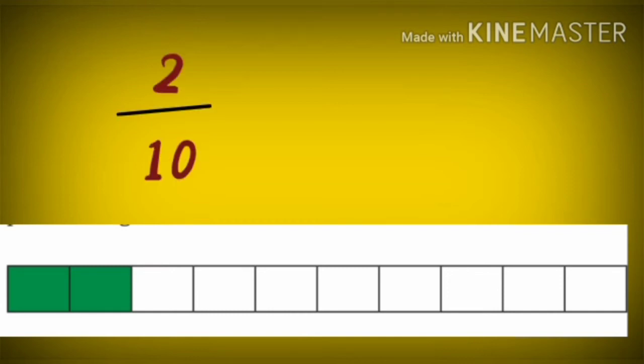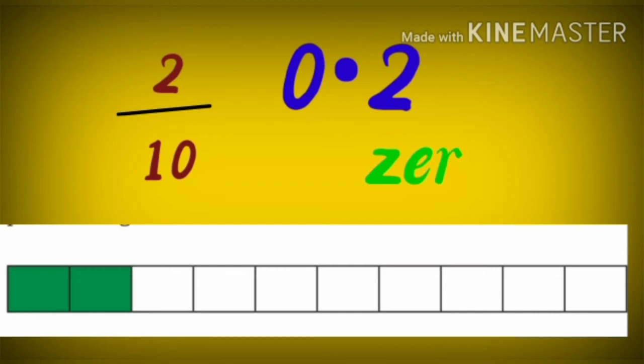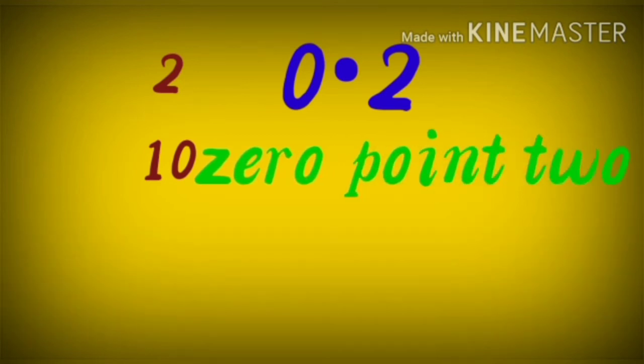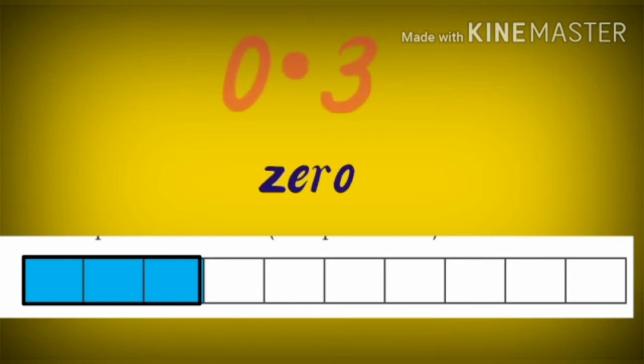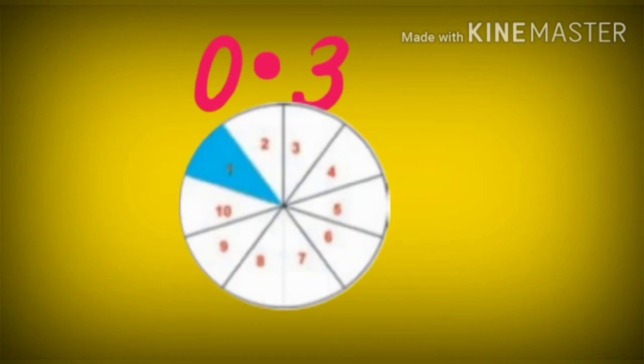A rectangle with 10 equal parts is given below. Color 2 parts with green. Observe here. Represent it in decimal form. Observe the number in the denominator in the fraction 2 by 10. In decimal it is 0.2. If 3 parts of the given rectangle are colored with blue, it is represented as 0.3.